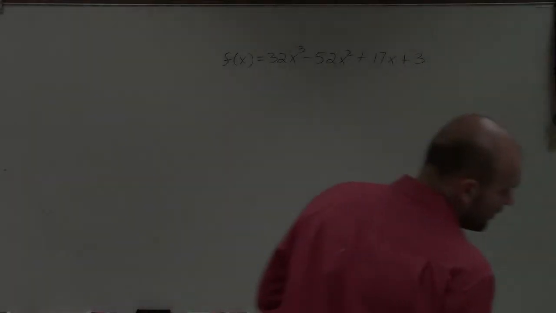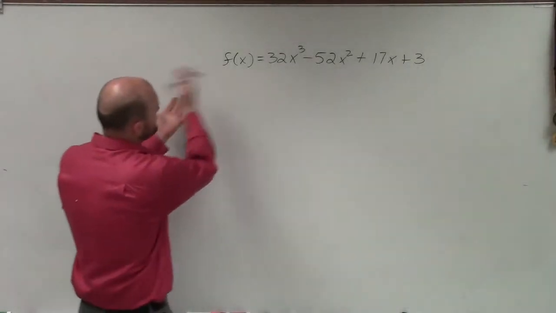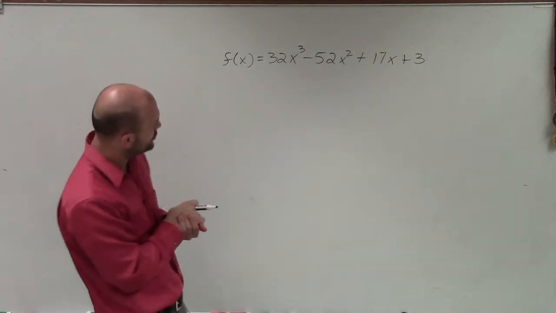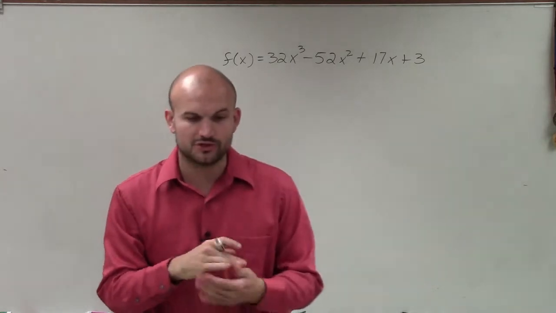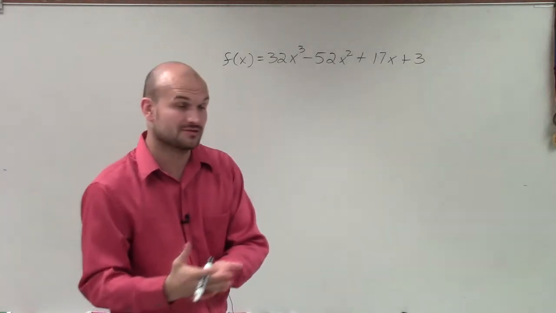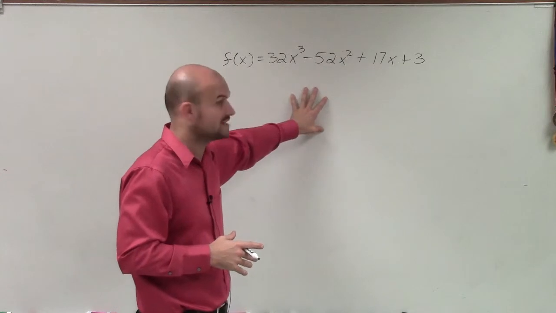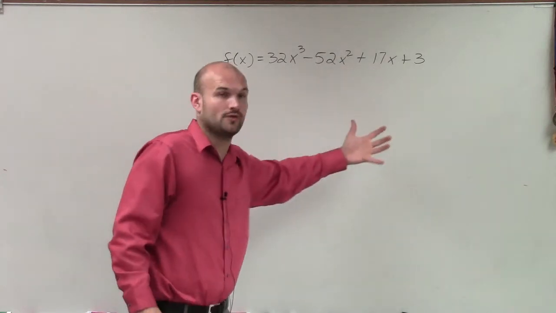Okay, so what I have here is f of x equals 32x cubed minus 52x squared plus 17x plus 3. And what I want to do is show you how to find all the possible rational zeros by applying the rational zero test, and then to find all the rational zeros.